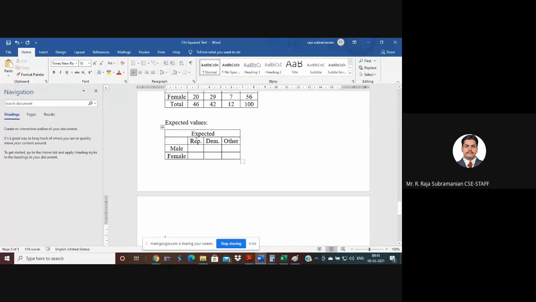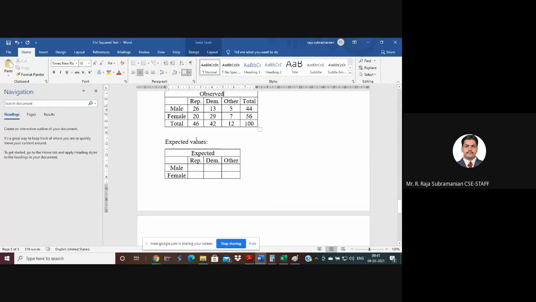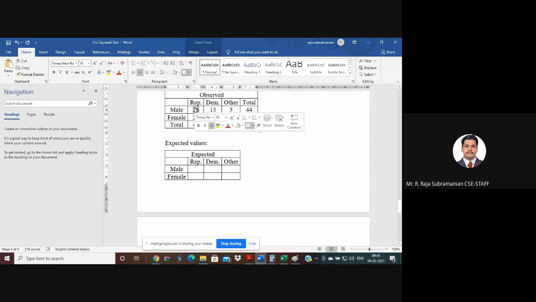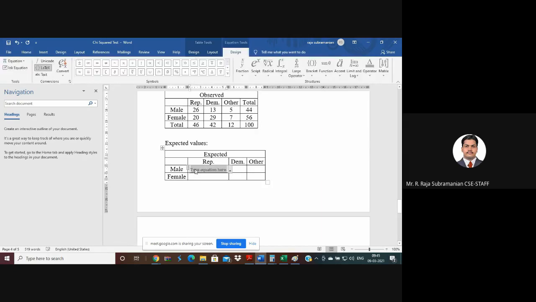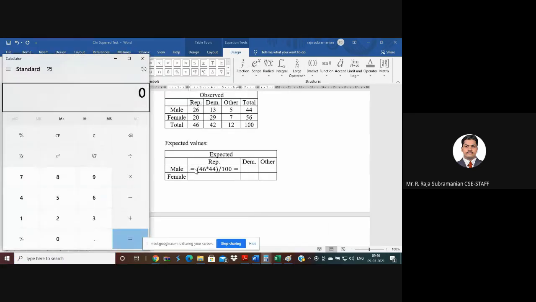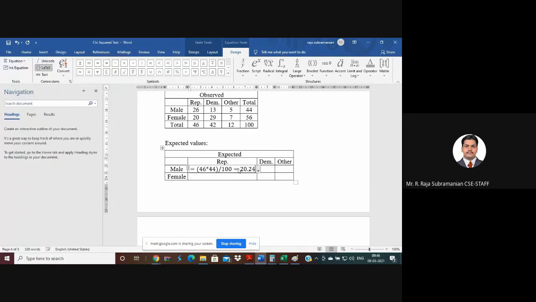Male to Republican. Here you have 26. Instead of 26, if I want to calculate the expected value, how will I do that? 46 into 44 divided by 100. Very good. So this will be equal to 46 into 44 divided by 100. What is the answer for this? 20.24. Great, 20.24. So this is the thing.